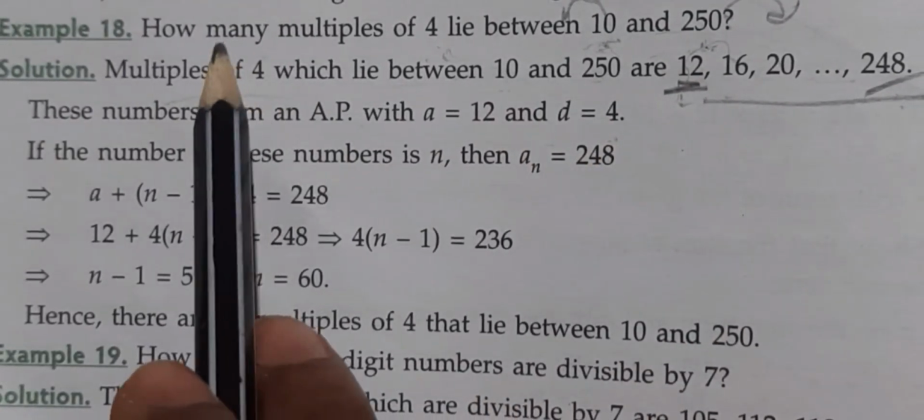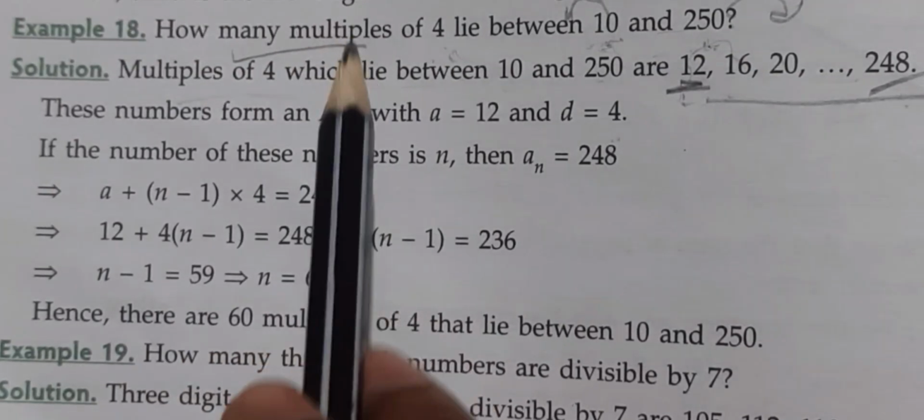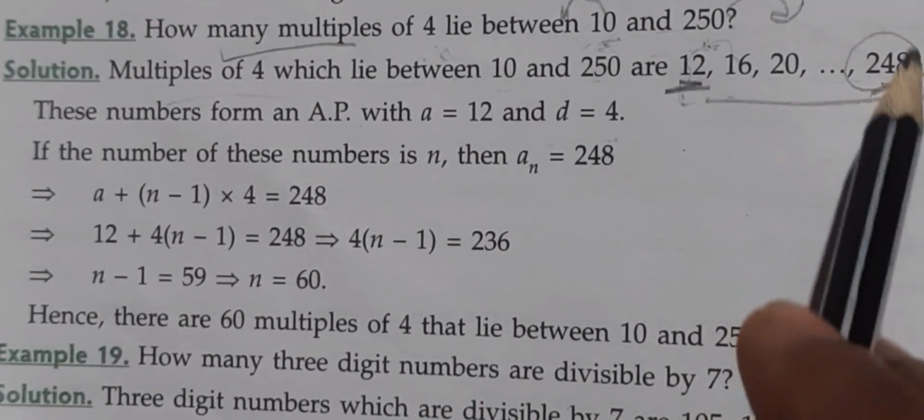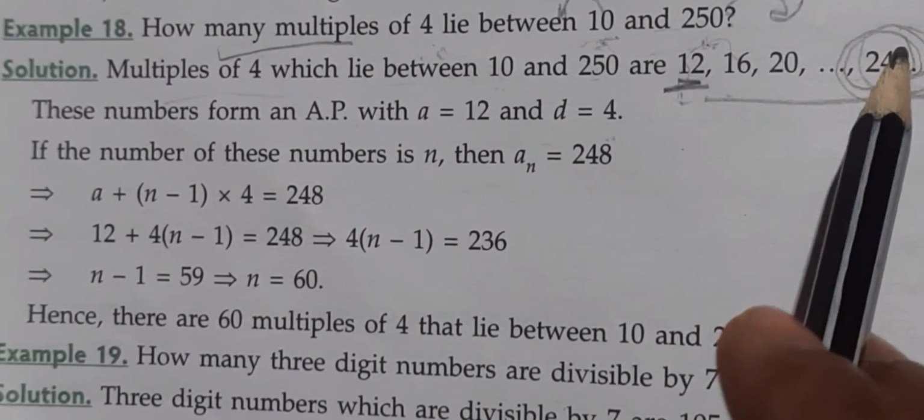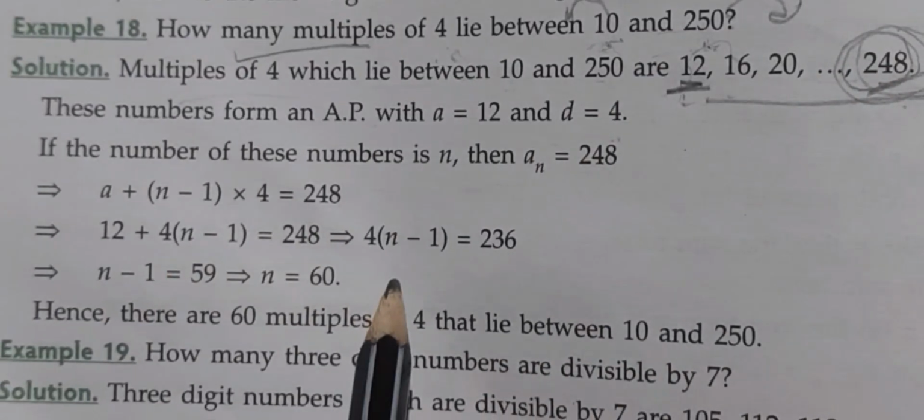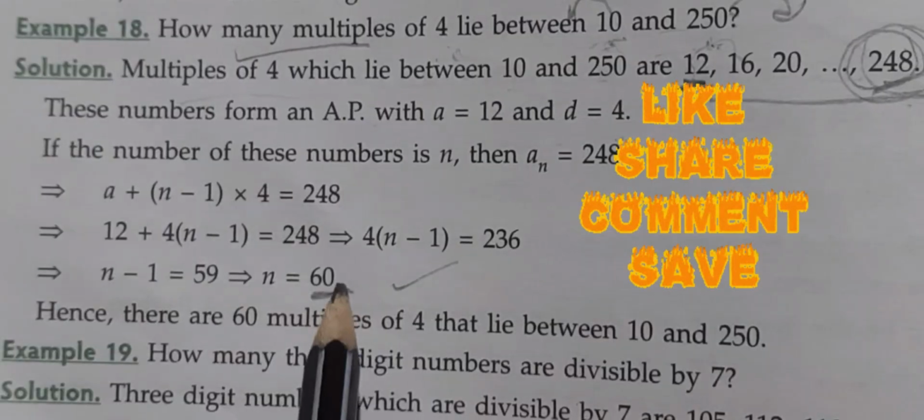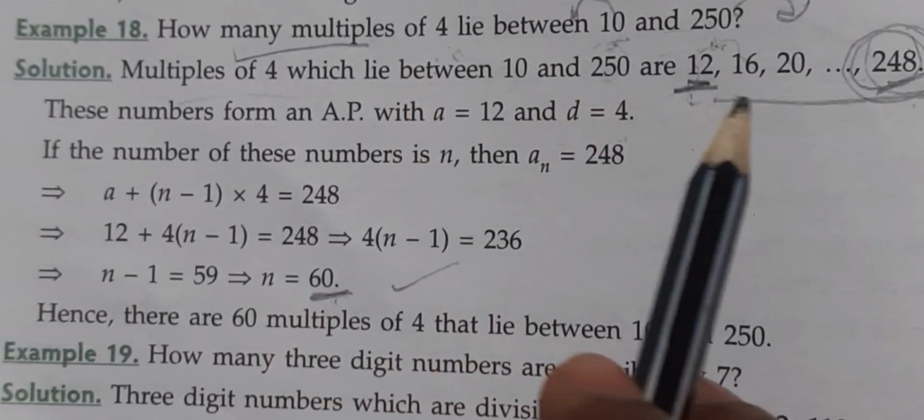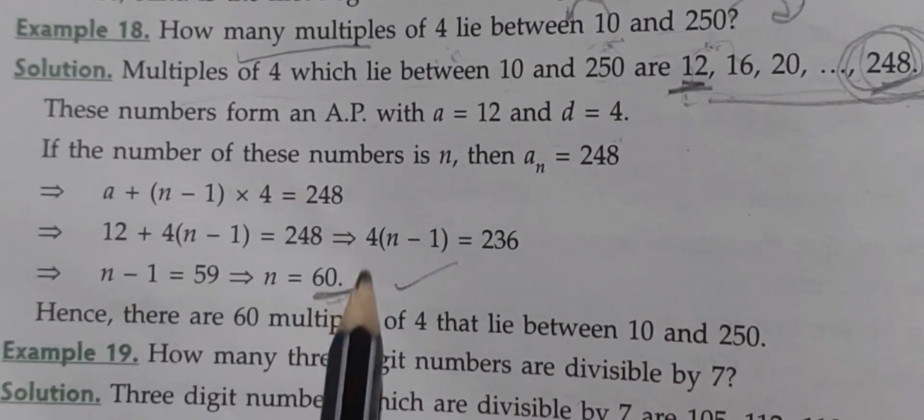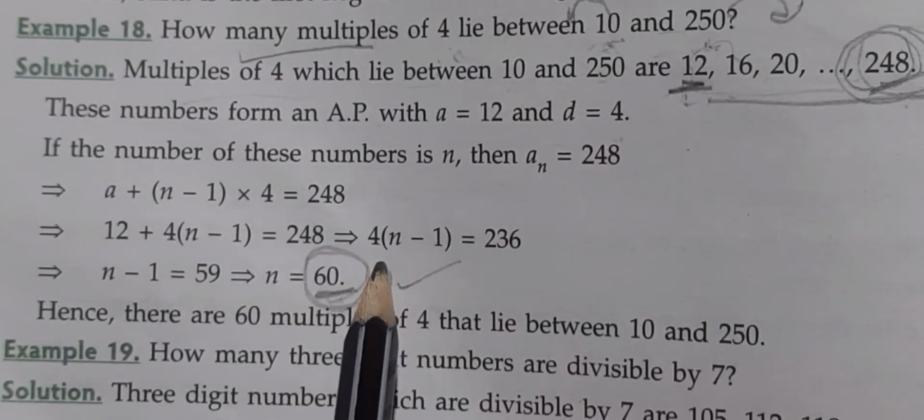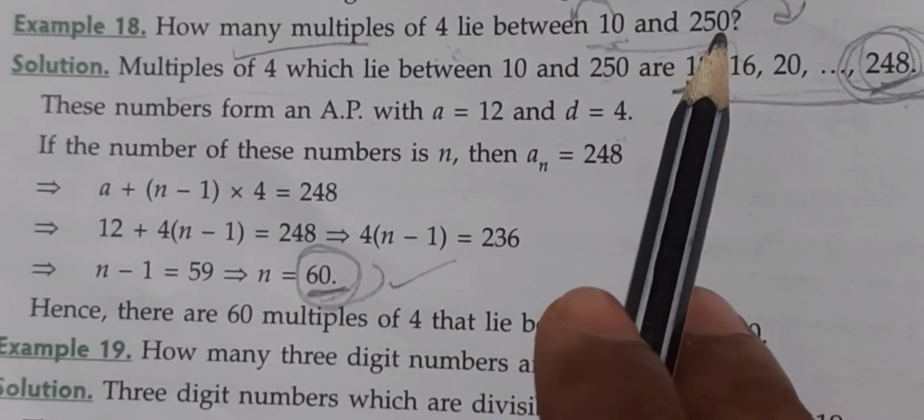They're saying how many, so we have to find out n. We have an, a and d, so just substitute the values and get the answer. So 60. So how many numbers are there which are multiples of 4? All the numbers lying in the series are divisible by 4. There are a total of 60 values. Clear?